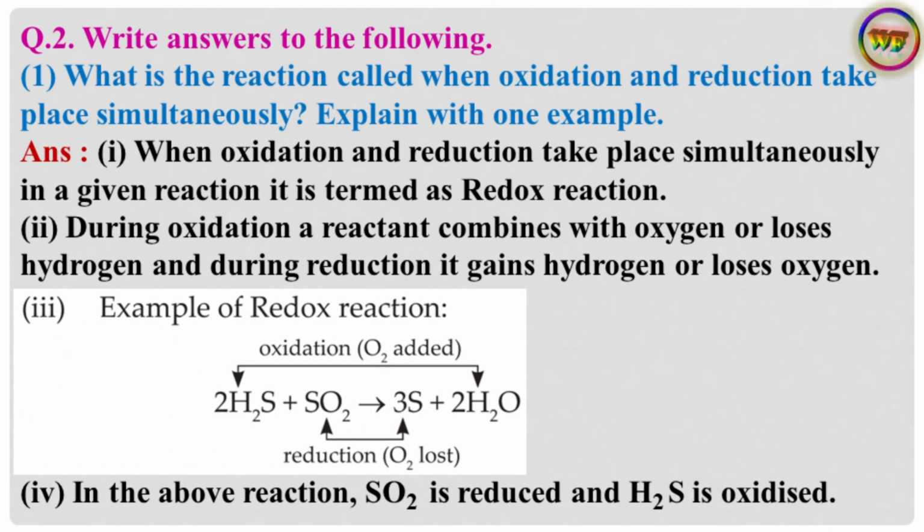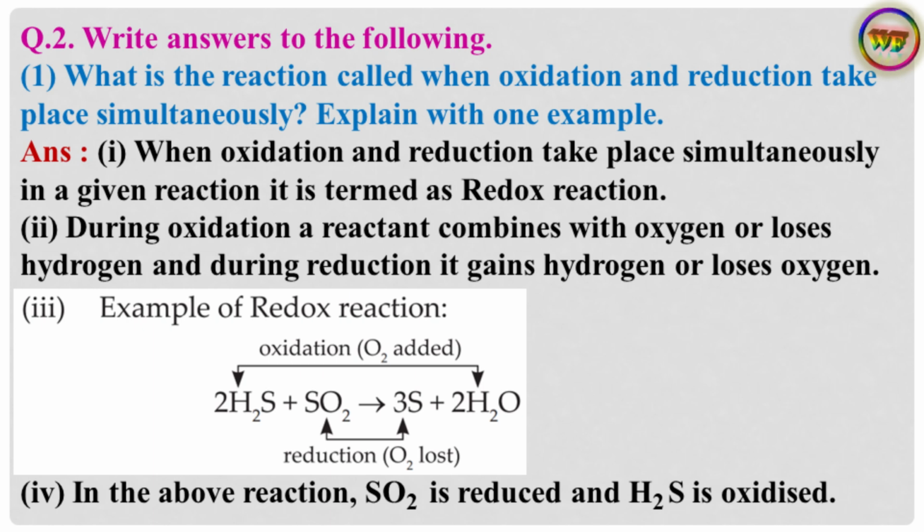Question 2. Write answers to the following. Sub-question 1. What is the reaction called when oxidation and reduction take place simultaneously? Explain with one example. Answer. Point 1. When oxidation and reduction take place simultaneously in a given reaction, it is termed a redox reaction.